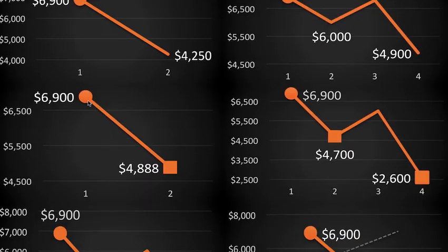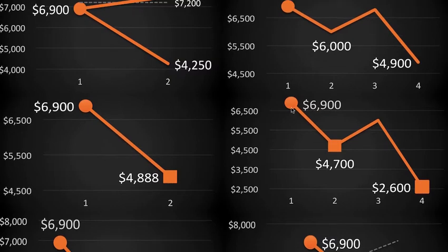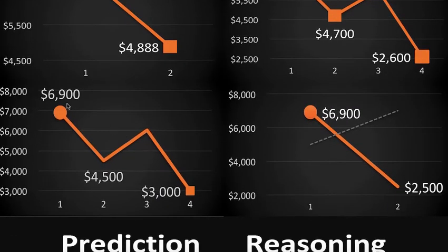Then you have 6,900 down to 4,888 as the final price move. You have 6,900 down to 4,700, bounce up, and then to the 2,600 range. Doesn't mean that this is exactly 2,600. Every time you see a square, it's a range, similar to this one. Then you have here from the current price point down to 4,500, bounce up, down to the 3,000 range, then 6,900 down to 2,500. That should also be a range as well.